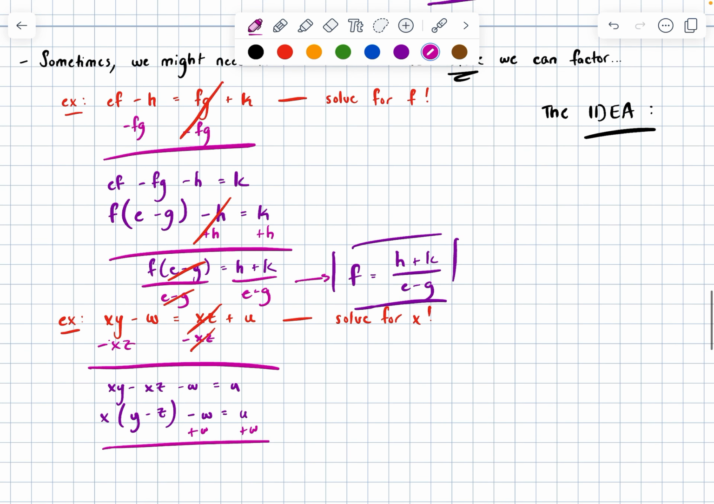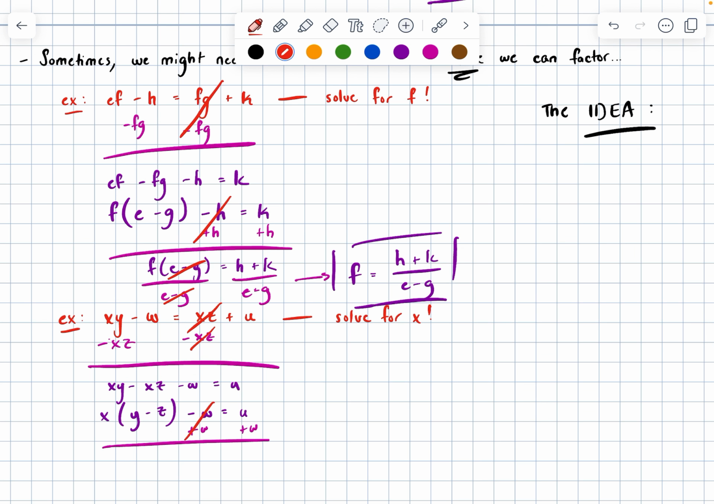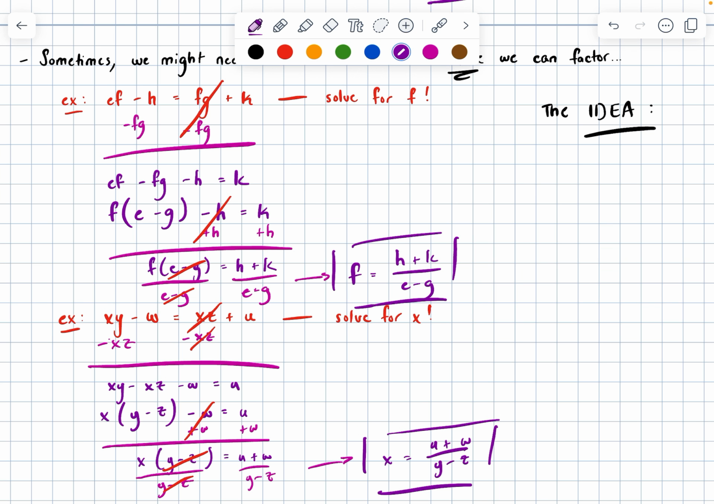Same moves as before, right? Add w to both sides. Let's do our addition and subtraction before we do our multiplication and division. On the left side, they cancel out. x parentheses y minus z equals u plus w. Last move here between me and freedom. Let's divide both sides by that y minus z to get x by itself. And when I do, they undo each other. On the left, I've got x equals u plus w over y minus z.